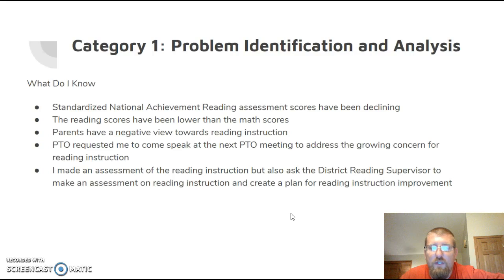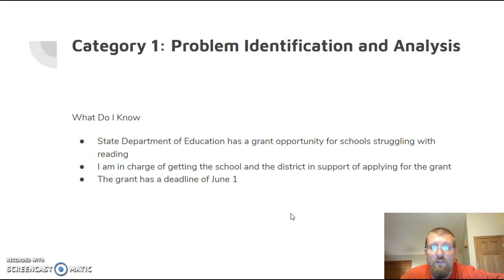I made an assessment of the reading instruction, but also asked the DRS, the District Reading Service Supervisor, to make an assessment on the reading instruction and create a plan for reading instruction improvement. The State Department of Education offered an opportunity to apply for a grant for those schools that are struggling with reading. I'm in charge of getting the school and the district in support of this grant, or at least the ability to apply for the grant. The grant has a deadline of June 1, so I have a very short time to get this all rolling.